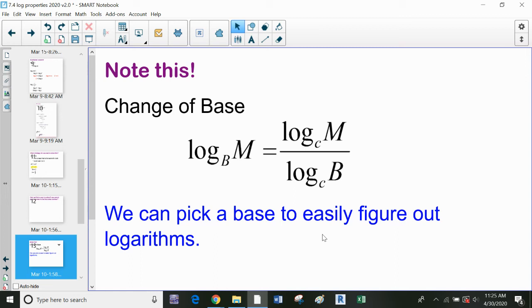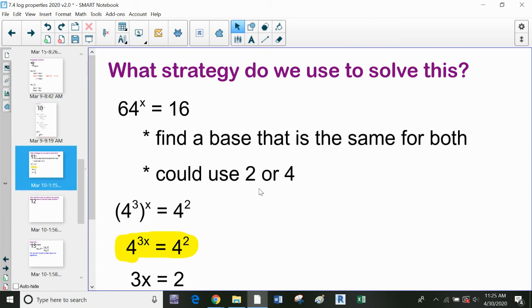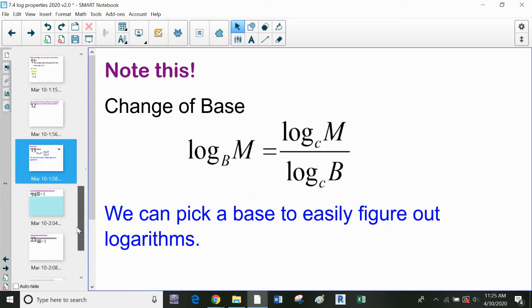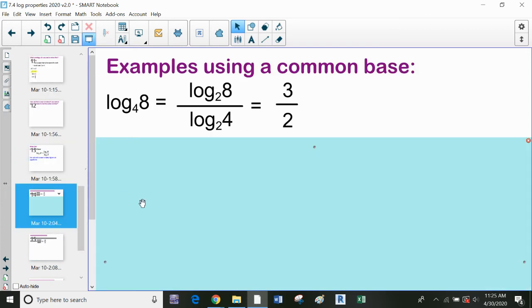So we can pick the base that we want. If there's not one like what we had back here, this one was nice because they had 2 or 4, we could have used either base to solve. Well, what if you have some that you don't have a common base for? Let's take a look. For example, log base 4 of 8.